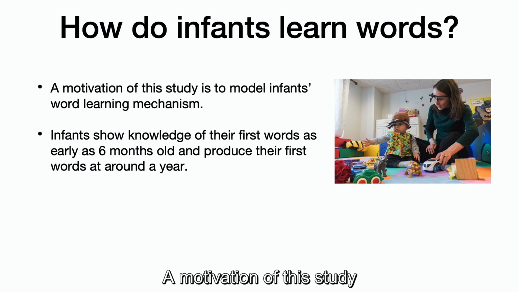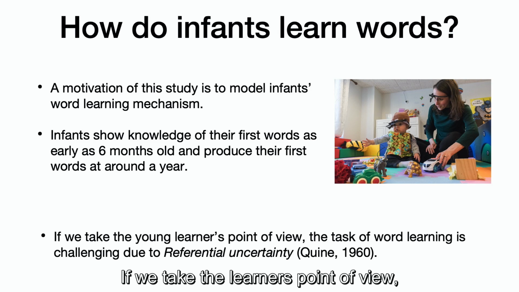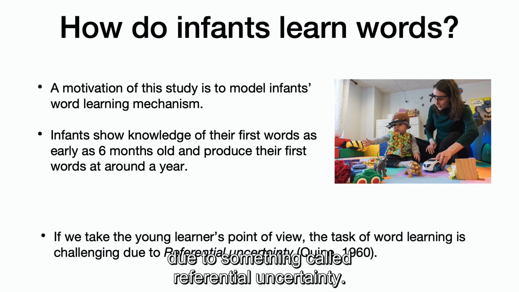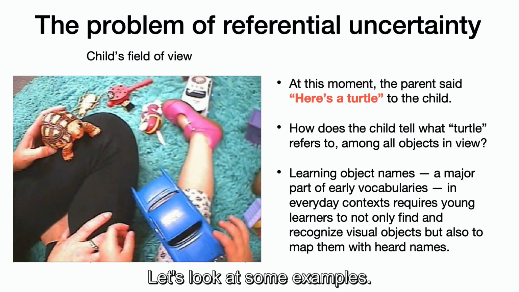A motivation of this study is to model infants' word learning mechanism. Infants produce their first word as early as 6 months old. If we take the learner's point of view, this task of word learning is very challenging due to something called referential uncertainty. Let's look at some examples.